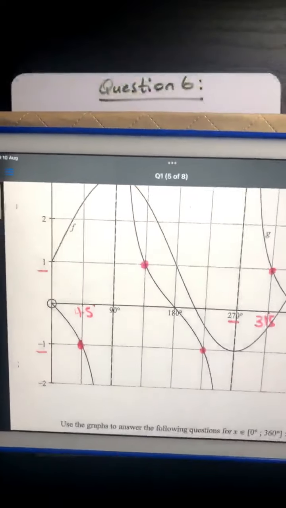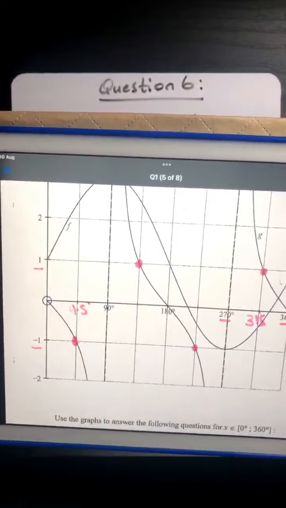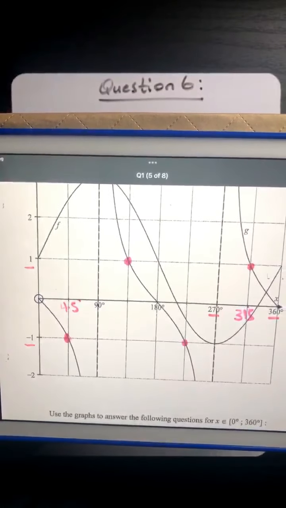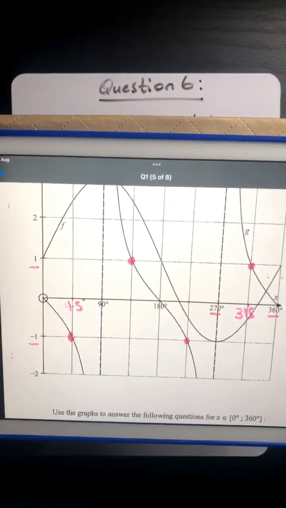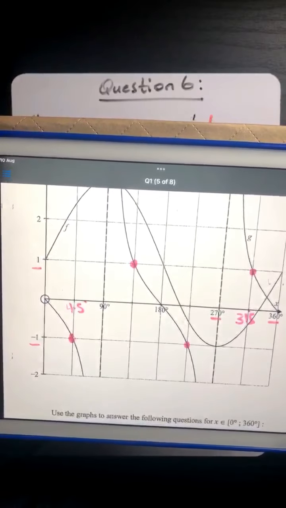Magazen, at that point, what is the x value there? It's 45. What is the y value?